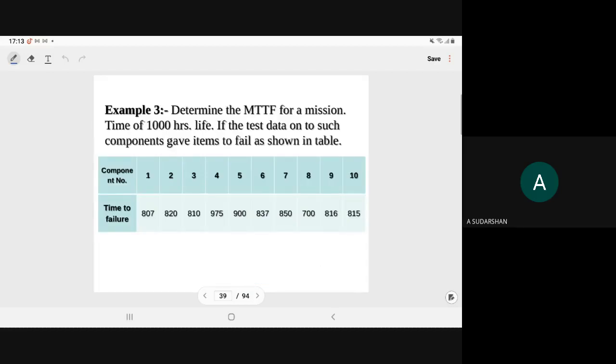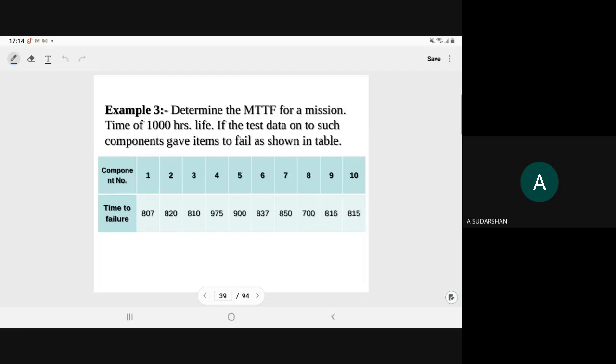Let us have some question. Determine the MTTF for the mission time. Mission time is our objective to run the device up to 1000 hours. Mission time 1000 hours life. If the test data on such component gave the time to fail as shown in the table. So you have the data of 10 devices of the same type, and the time to failure of these 10 devices are given here: 807, 820, 810, and so on. Our mission time is 1000 hours. So from here, this is the time to failure.